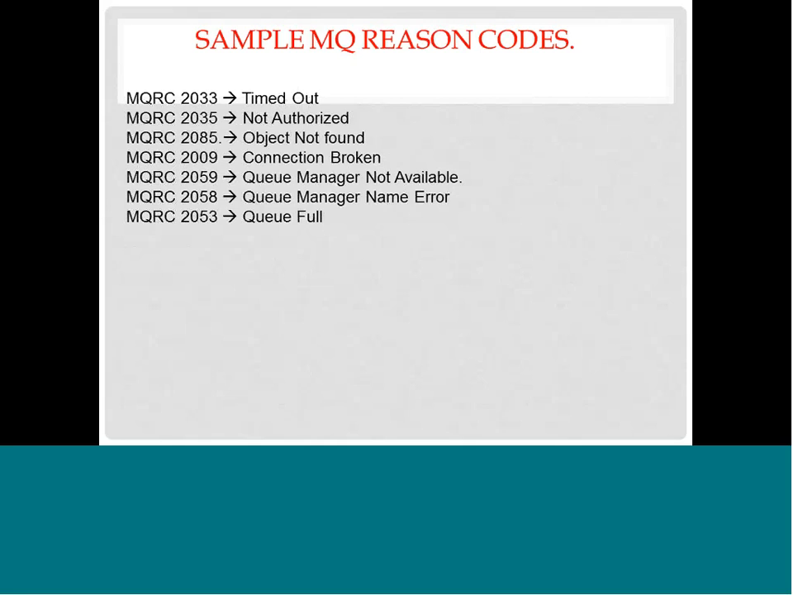There are some sample reason codes that we will use to identify the issue. When an application is facing an issue, it will get an MQ reason code. By reading the MQ reason code, you will troubleshoot the issue accordingly. A few reason codes you will see day to day: 2033 timeout, 2035 not authorized, 2085 unknown object or object not found, 2009 connection broken, 2059 Q manager not available, 2058 Q manager name error, 2053 Q full condition. So these are the sample reason codes.